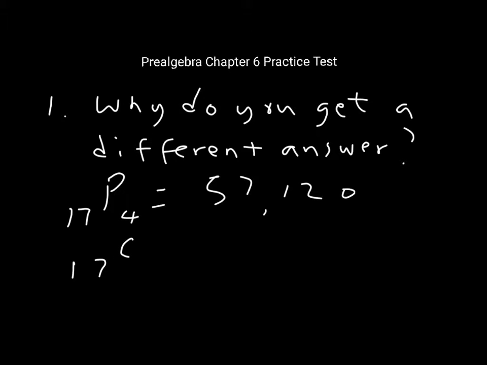But when you do a combination, you have to divide that 57,120 by the product of 4, 3, and 2. And the result would be 2,380. So order matters when you're sitting in chairs, but order doesn't matter when you're picking the committee. So one's a permutation and one's a combination.